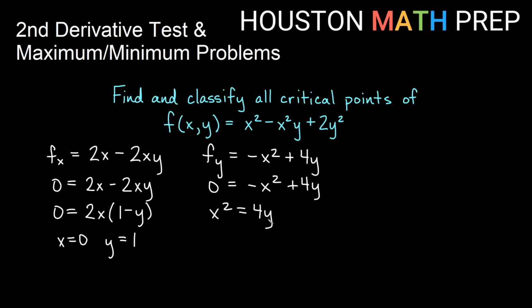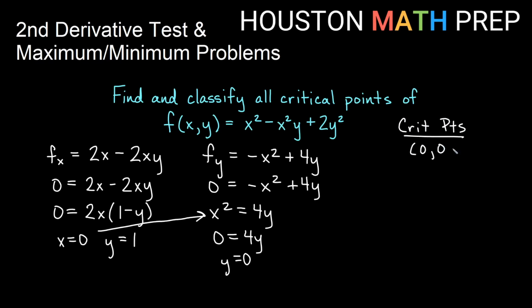Now, I can't really solve this by itself, but I know that this has to be true. So x equals 0 is a possibility. If I plug in x equals 0 over here, then that would give me that 0 is equal to 4y, and then that would tell me, obviously, that y has to be 0, right? So when I plugged in x equals 0, I got that y equals 0. So one of my critical points for this is going to be the origin, (0, 0).